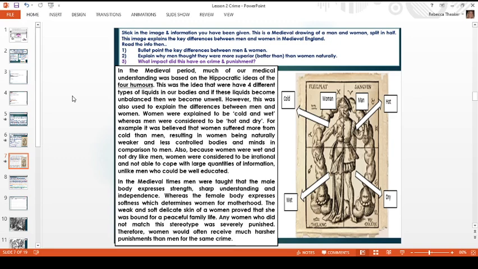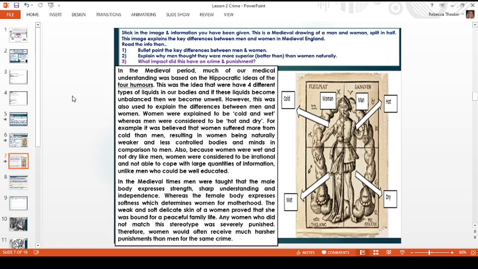For example, it was believed that women suffered more from a cold than a man would, resulting in women being naturally weaker and having less controlled bodies and minds in comparison to men. Also, because women were wet and not dry like men, women were considered to be irrational. Irrational means you don't think straight. Irrational and not being able to cope with large quantities of information, unlike men who were dry, and therefore could be well educated because they could cope with the information.